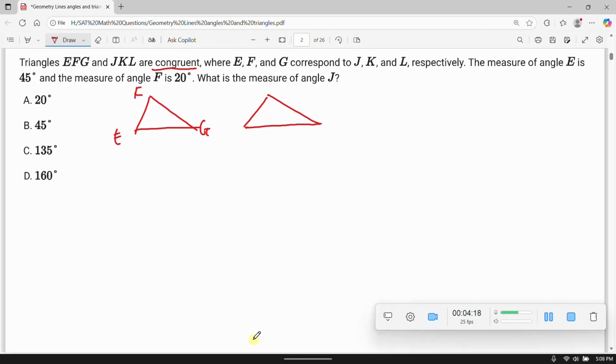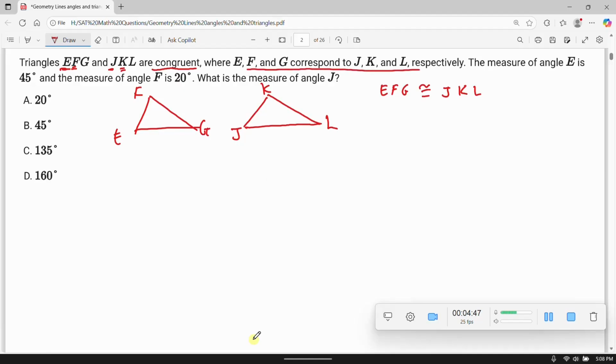The first letter E will match up with letter J, and F will go with the letter K, and G goes with letter L. So you must keep them in order because based on the definitions, you have to keep them in order. Then we know which angle is congruent to which angle. And they also say it right here as well.